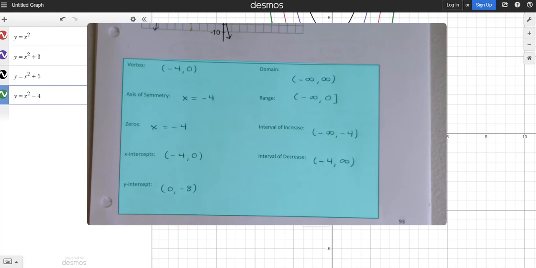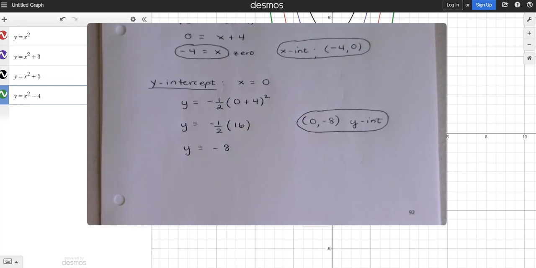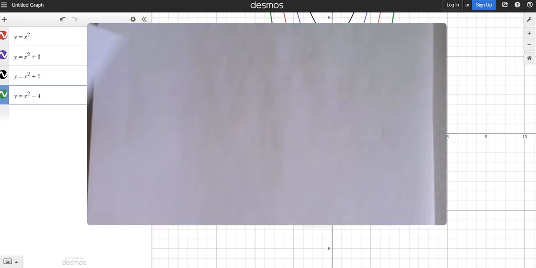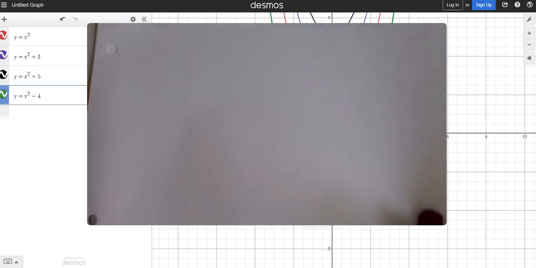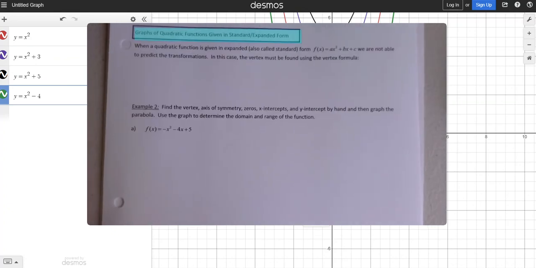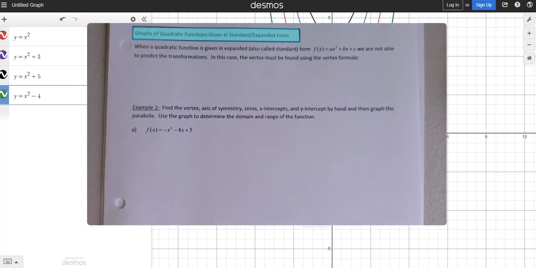All right, so that's our 2 examples for if our function happens to be given in vertex form. All right, next we're going to look at a couple of examples where the function is given in standard form, or sometimes we call it expanded form, right? It's written out in that ax squared plus bx plus c form.